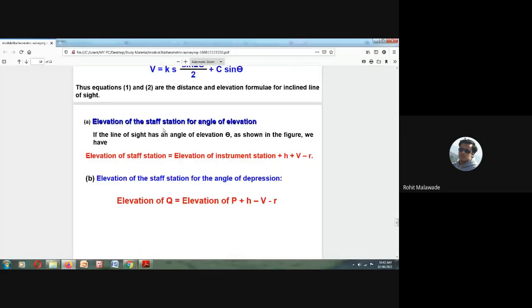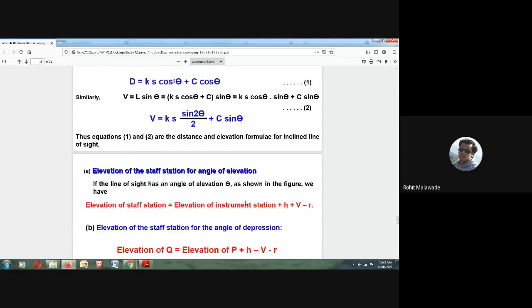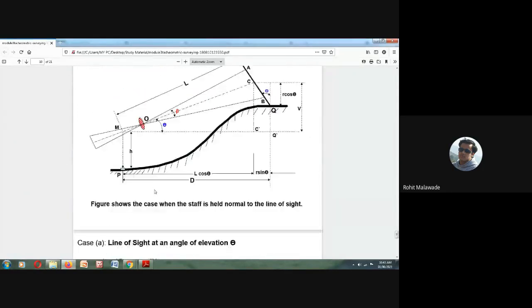And for the elevation of a site from an angle of elevation, if you want to measure the elevation of point Q, we will take the benchmark reading of point P plus H plus V minus R. That is, the benchmark of P plus the height of the instrument plus V minus R, where R is your central crosshair reading. This is the formula we are going to utilize for the angle of elevation.